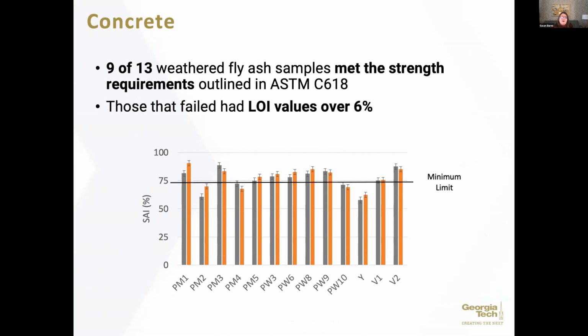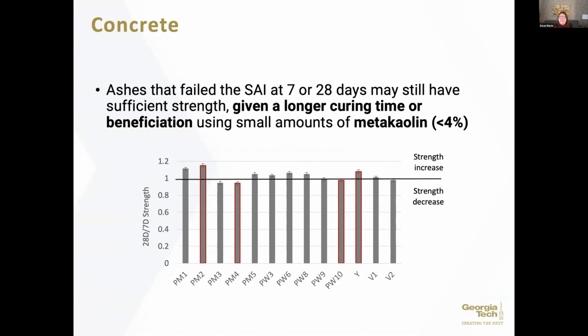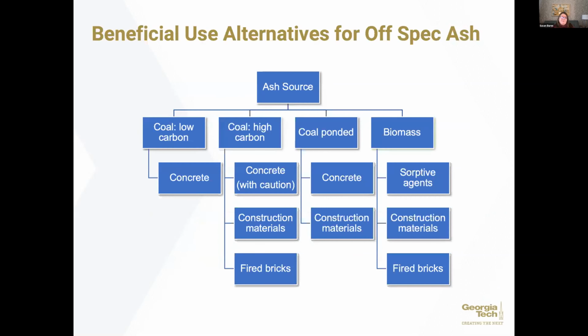Okay, 9 of the 13 ponded ashes met our C618 criteria. The ones that failed did have LOIs over 6%. In addition to that, the ones that failed, we still had sufficient strength if we gave longer curing time, or if we beneficiated using a little bit of metakaolin as well. So there was hope for these other ashes.